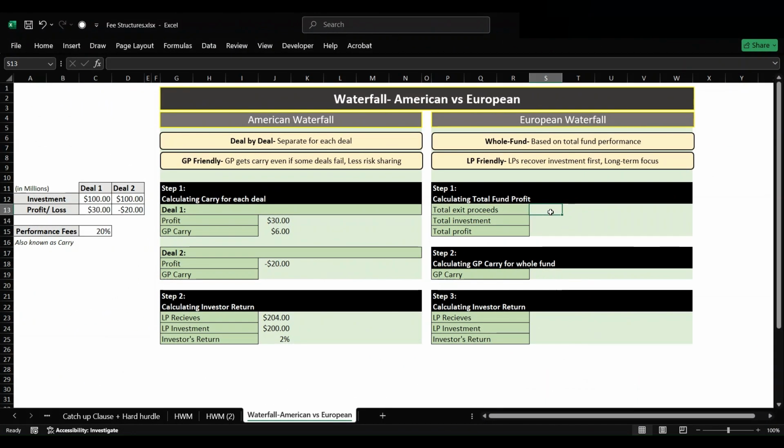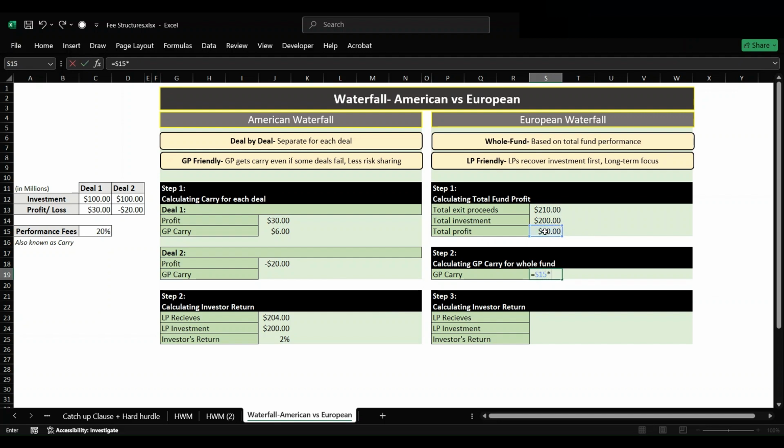Now we will calculate investor return in case of European waterfall. In step 1, we will first calculate total fund profit. Therefore, total exit proceeds are the sum of investment and profit and losses. Then we will sum the initial investment of LP, which is 200 million. Now we will calculate the profit from here, which is 10 million. Now, in this entire profit, we will calculate GP's carry.